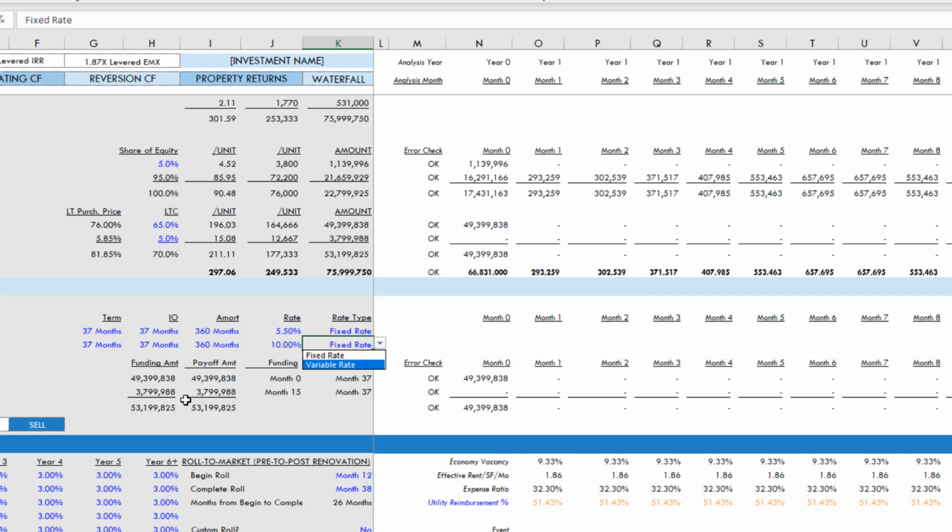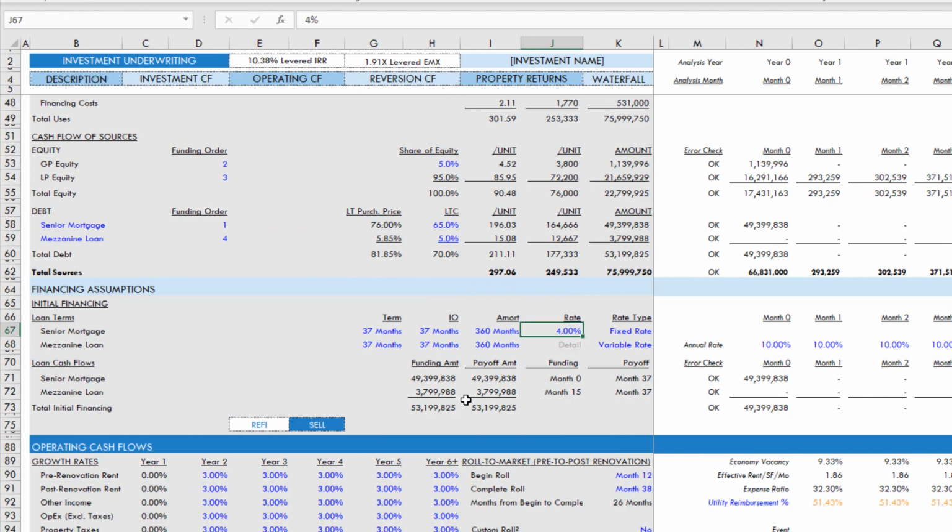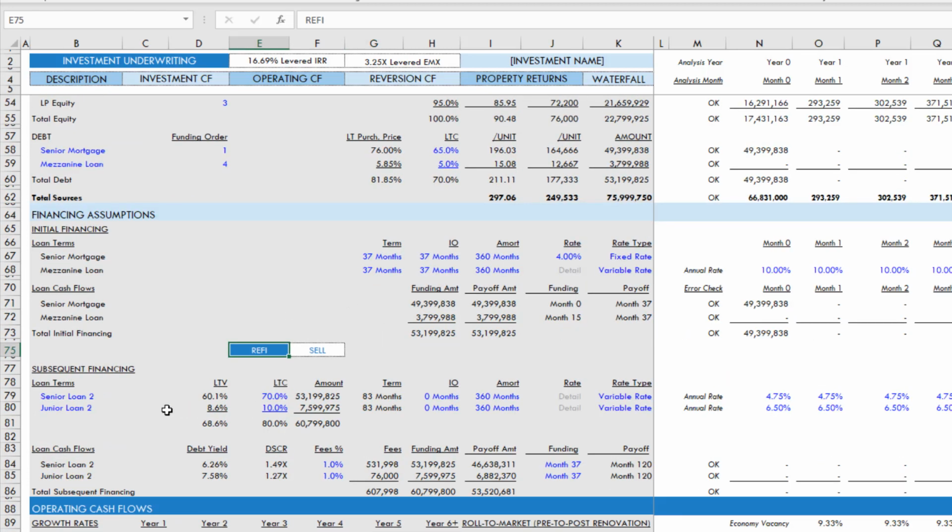In fact, let's leave the mezz loan as variable, but let's set the senior mortgage as a 4% rate, like so. Okay. However, we want the term to end in month 37, right? So we need to pay off these loans in that month. So we just hit here refi, click the refi button, and what appears now is subsequent financing. And I'm just going to assume one loan. So I leave that at 0% LTC.